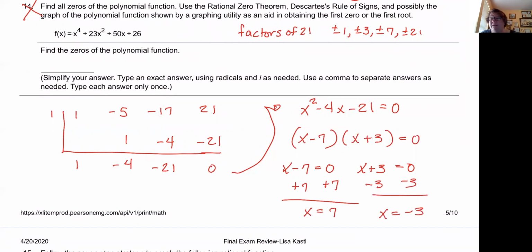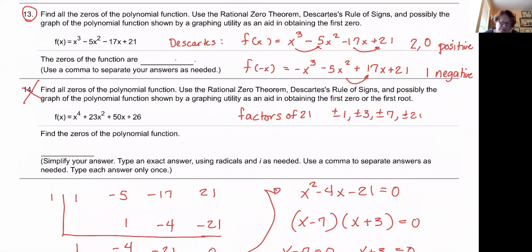And sure enough, what Descartes told me is true. Descartes said that one of my zeros was going to be negative. One of my zeros is negative. Descartes told me that the other 2 were either positive or they were going to be complex. That's what that 2, 0 means. Either they're positive or none of them are positive, which means they would be complex. So I do have 2 positive zeros and a negative 0, and they are all factors of my constant. So my zeros are 1, 7, and negative 3.